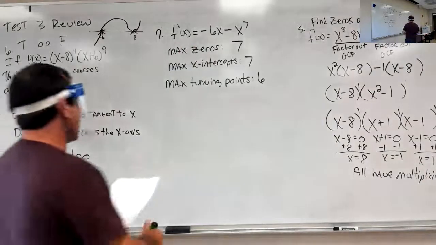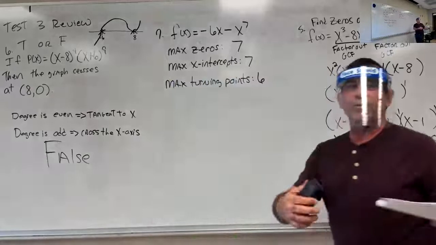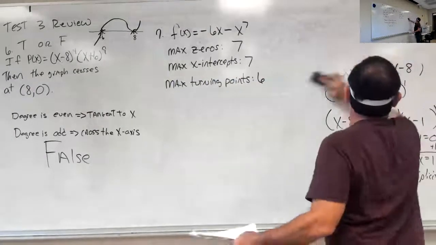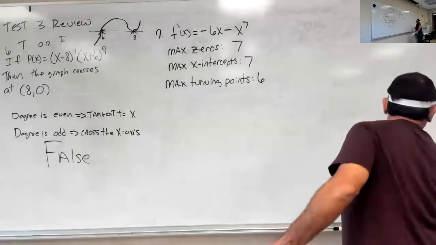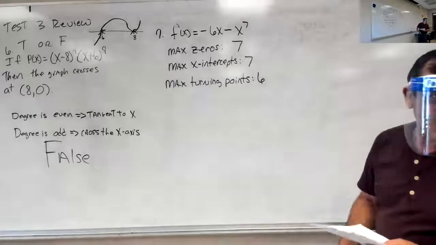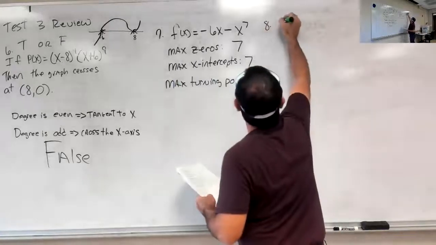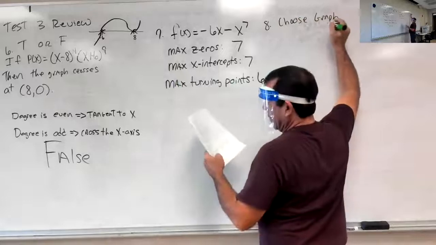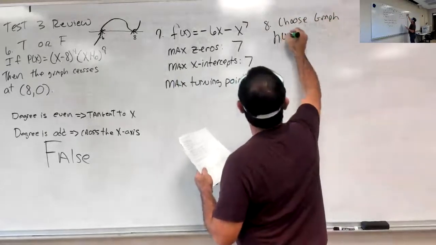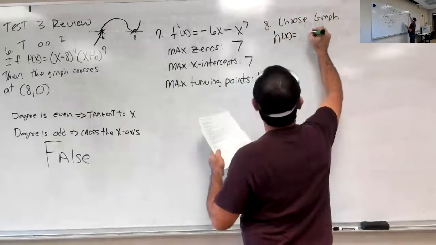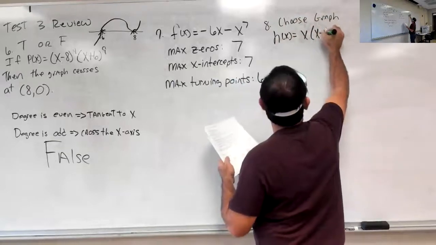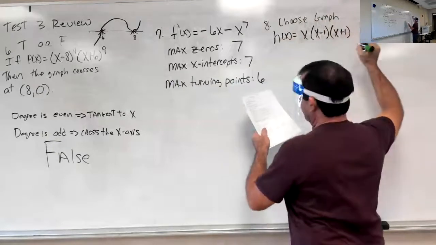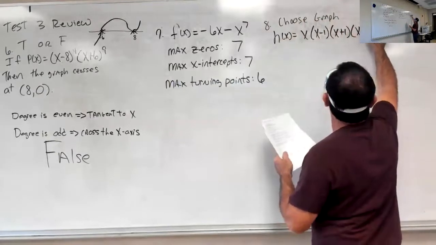All right, so number 8 sort of goes back to the first 2 questions where I'm using the chart to get my picture. But they're doing it in factored form, okay? So we just want to choose the graph. So this one has h of x equals x times x minus 1 times x plus 1 times x minus 4.